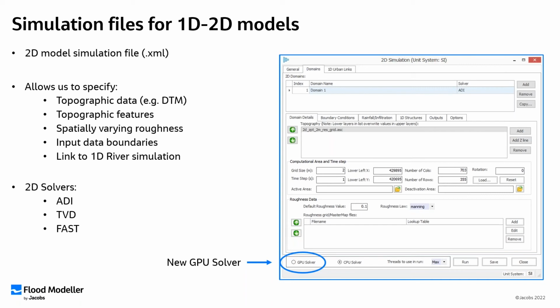It's also worth noting that when running our 2D model, we have the following options for multiple 2D solvers: the ADI solver, which stands for alternating direction implicit, the TVD solver, which stands for total variation diminishing, and the fast solver. Additionally, Fluid Modeler now contains the option to run your simulation with GPU, which is based on the TVD 2D solver and runs up to 94% faster depending on your hardware and model configuration. For the purposes of this webinar, we will focus on the ADI solver, but more information on the available 1D and 2D solvers is provided on the Fluid Modeler website.